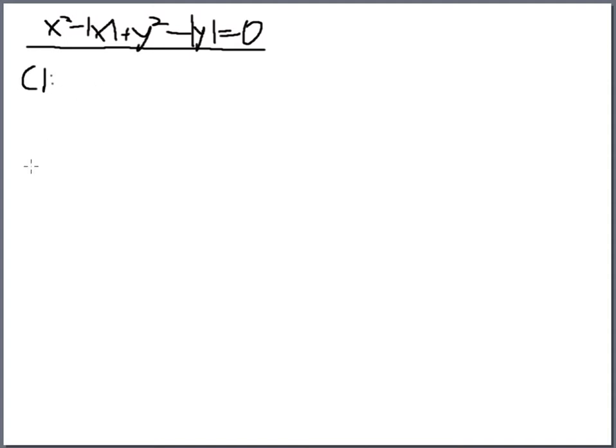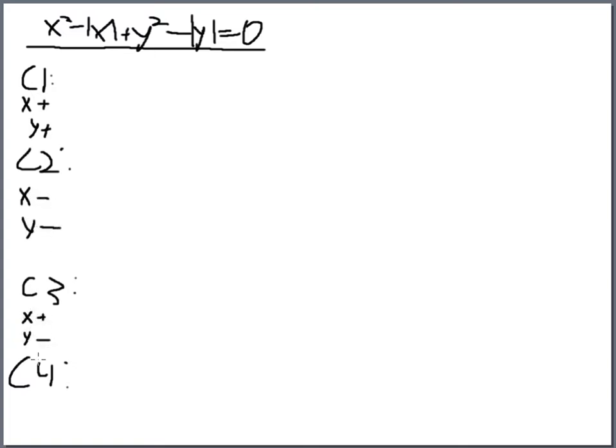So we're going to list these as C for cases. Now moving on, we can let x be positive and y be positive. We can let both x and y be negative. We can let x be positive and y be negative, and we can let x be negative and y be positive for the fourth case.